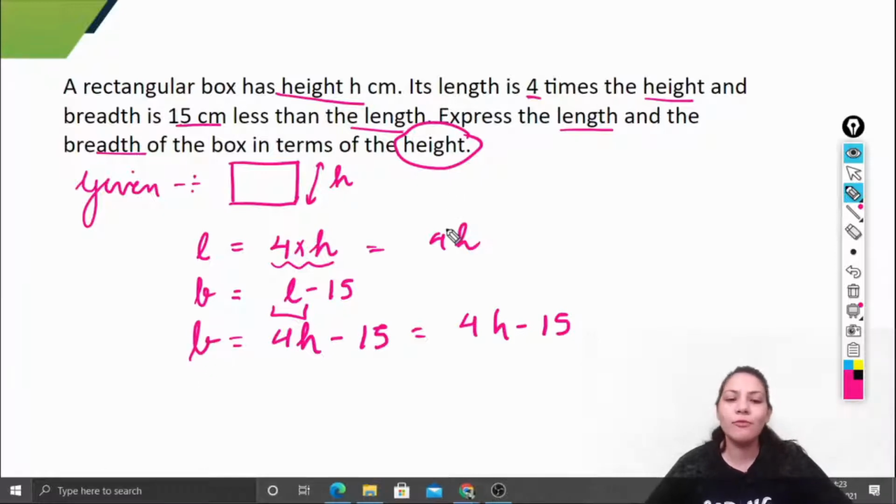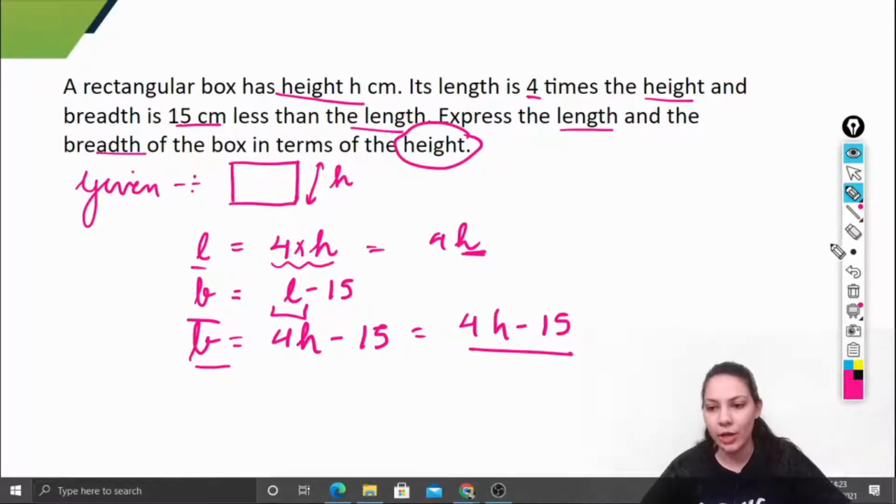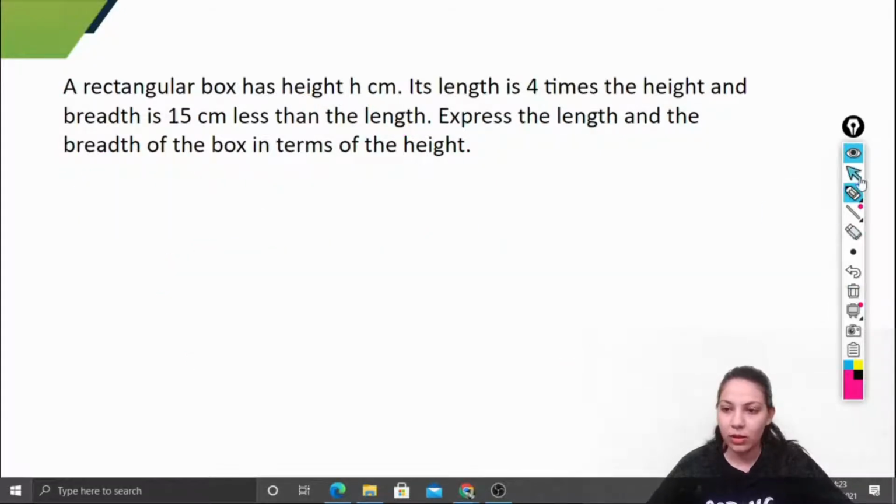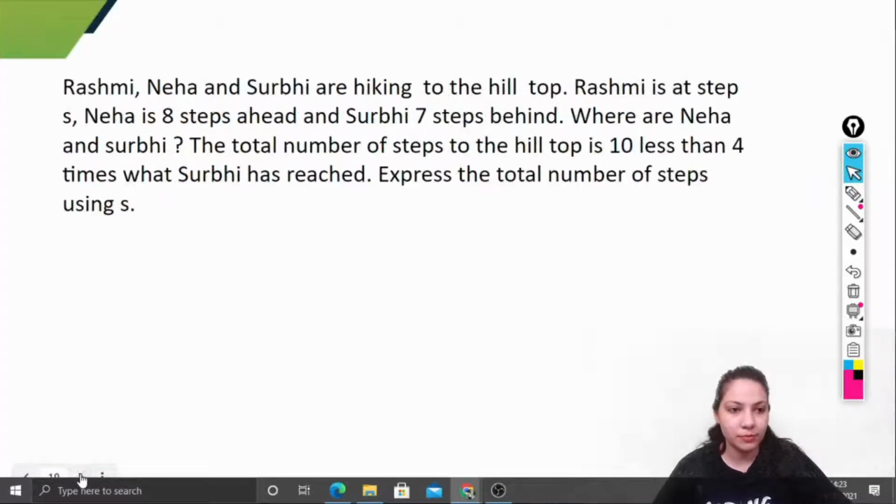So this is the very basic solution for calculating the length, breadth and height of a rectangular box in terms of height. So I hope you understood. Here h is a variable, and L, B, these all are variables. Let us move to our other question.